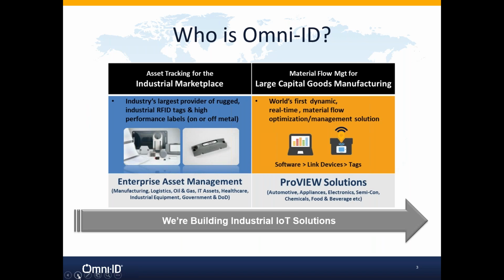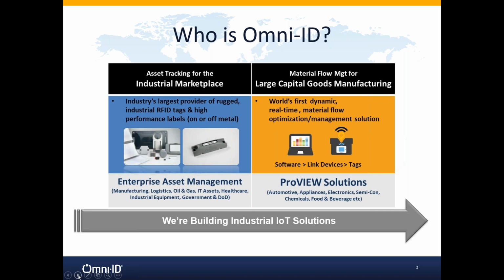So first, let's talk a little bit about who Omni-ID is. Omni-ID really has two businesses, and many of you on this call may know us for our industrial asset tags. We were the first company to promote on-metal RFID. All of our foundational patents have been licensed to many other players in the marketplace, so pretty much any on-metal RFID tag that you see is built on the foundational technology that Omni-ID initially built with our plasmatic structures and our ability to function on that metallic and liquid surface.